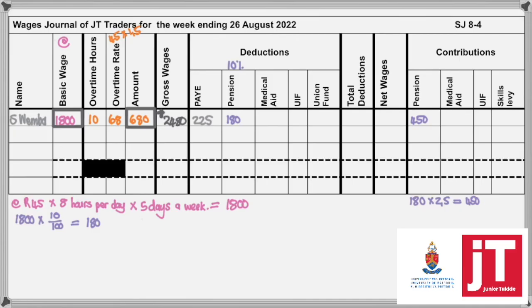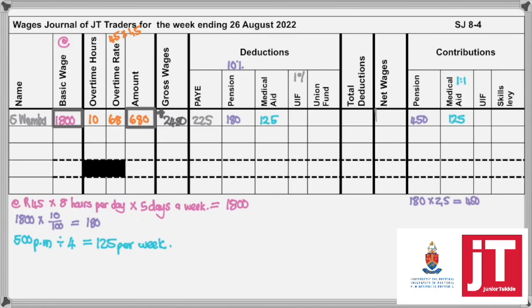Medical aid is 500 Rand per month, but we have to divide it by 4 to get the per week amount. And so therefore 125 Rand per week is deducted. And it's Rand to Rand contribution. So 125 is contributed per week.